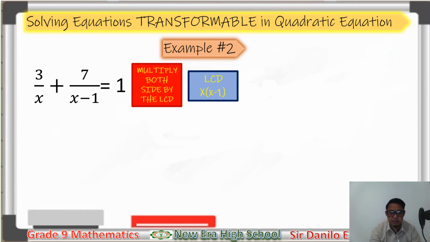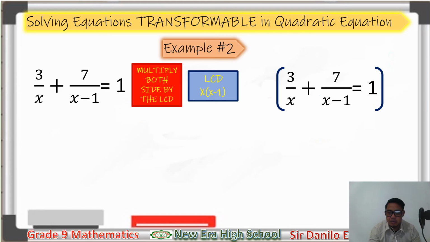times x minus 1. Sir, ba't hindi pwedeng x tsaka x minus 1? Kasi magkaiba sila. Ito, this one is 2 terms. No? 2 terms, ito 1. So, kung 2x sila, tsaka x, 2x yun. Okay, so, yan. So, x times x minus 1 will be your LCD.